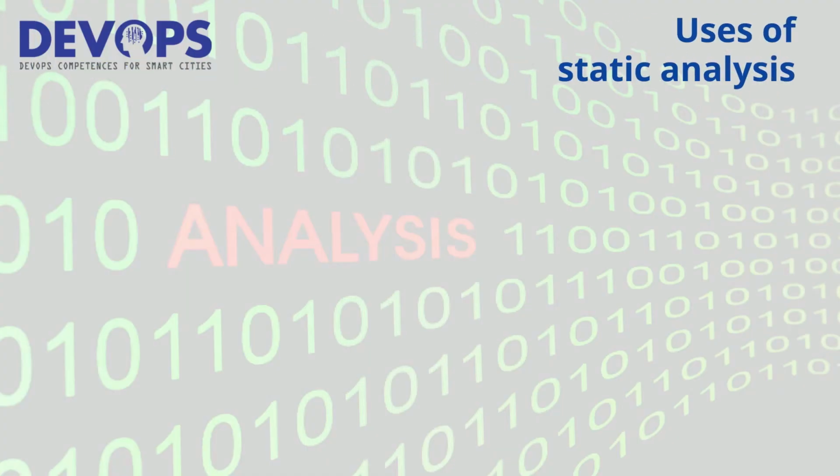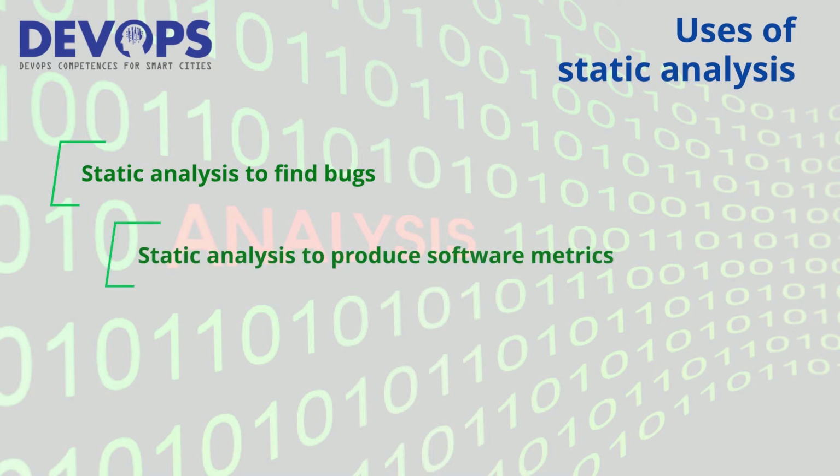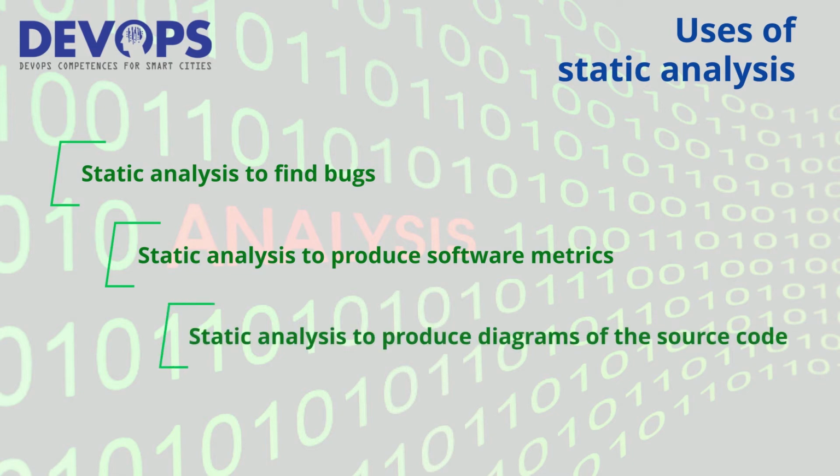Uses of static analysis. Static analysis to find bugs. The static analysis tool will warn developers of possible error conditions such as null pointer exceptions or array overflow. Static analysis to produce software metrics. The automated tool will produce software metrics that measure aspects of the code that can be used to highlight possible problems. Static analysis to produce diagrams of the source code. The automated tool is used to produce diagrams of the source code that represent abstractions of the structure of the program.